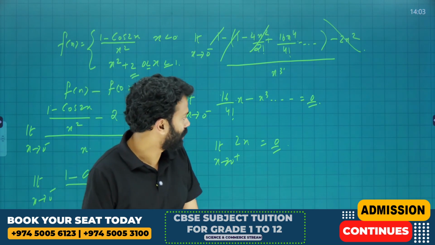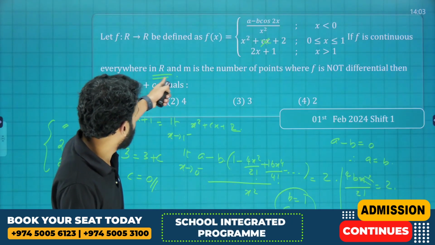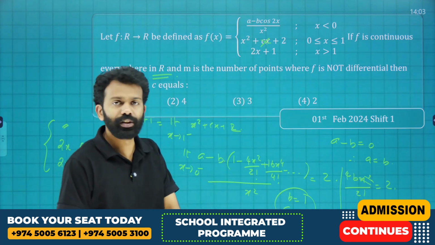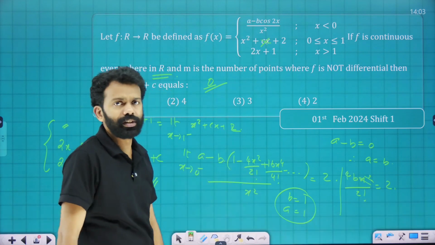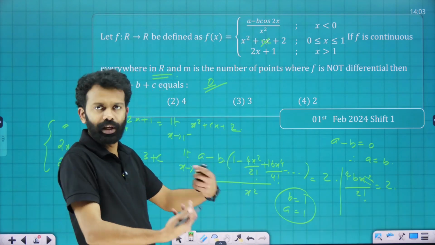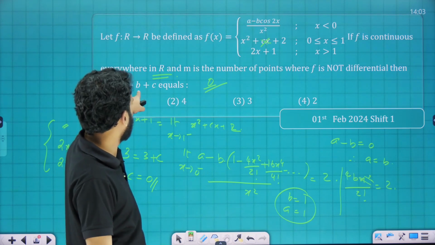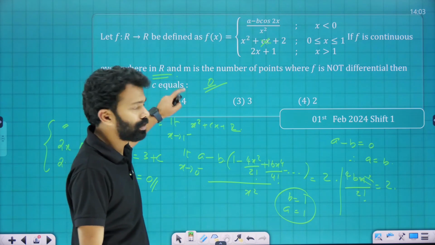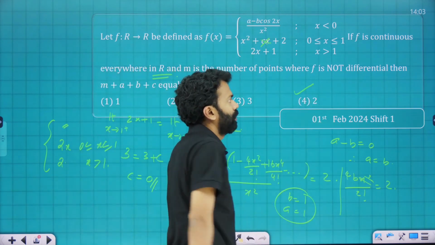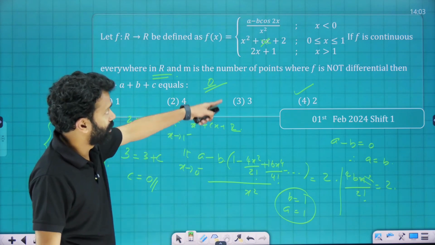So the function is not differentiable at m, where m is the number of points where the function is not differentiable. So what is the value of m? 0. There are no points where the function is not differentiable. The function is differentiable everywhere. Therefore, m is 0. And what about a? A is 1. And b? B is also 1. And c is 0. Therefore, 0 plus 1 plus 1 plus 0, that is the final answer: 2.